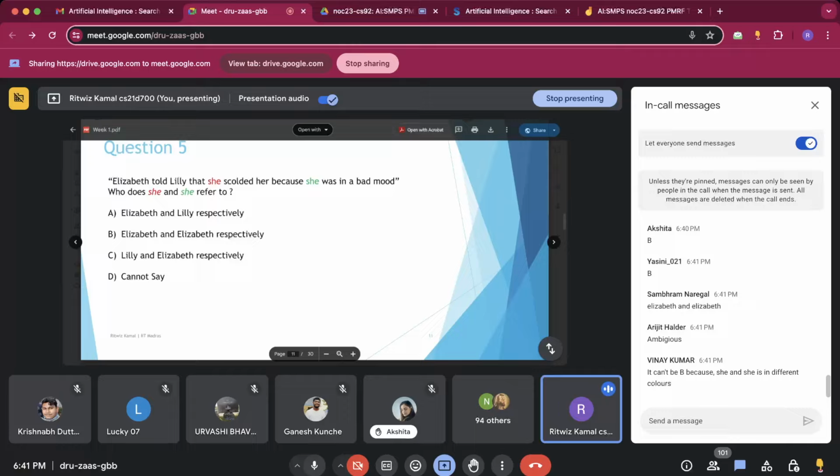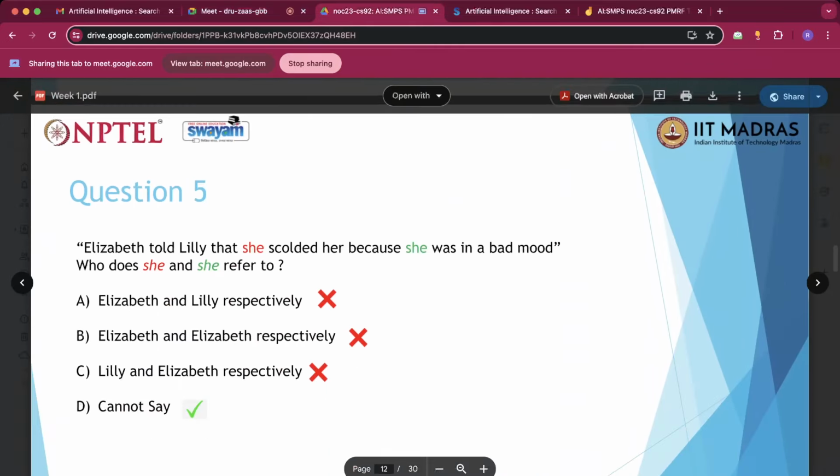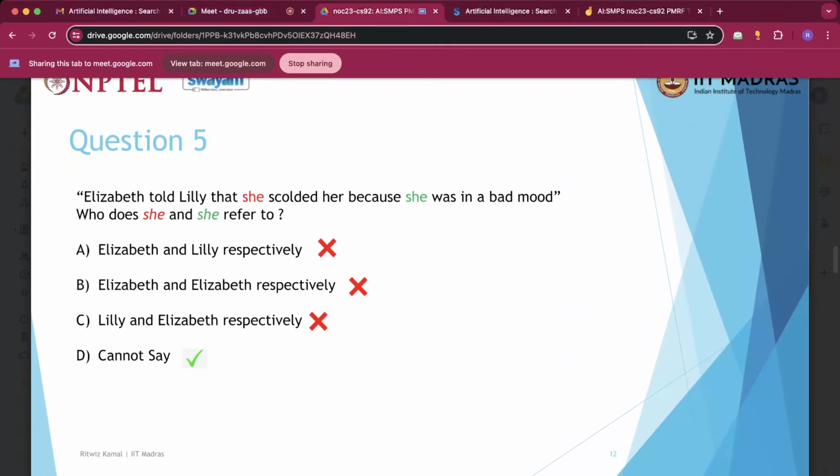in the previous question, which talked about the richness and ambiguity in natural languages. So the correct answer in this case would be cannot say. We cannot say.